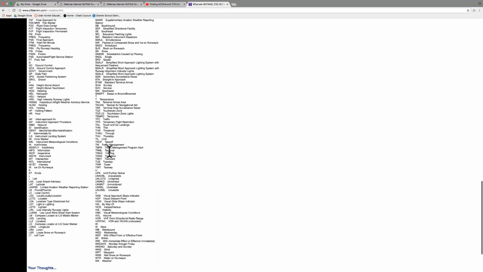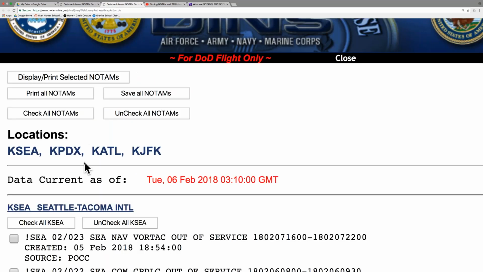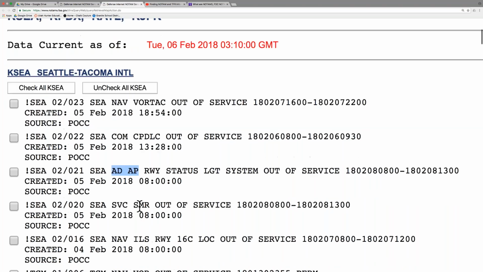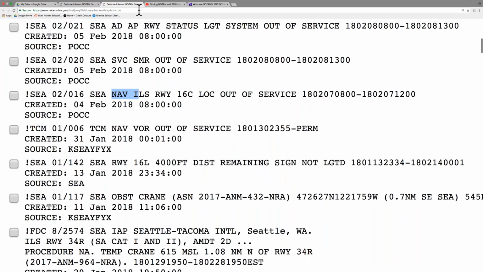So the important part to remember, though, is just looking for those keywords, looking for the stuff that pertains to us as dispatchers, and then from there we can figure out what's actually pertinent to us dispatching.